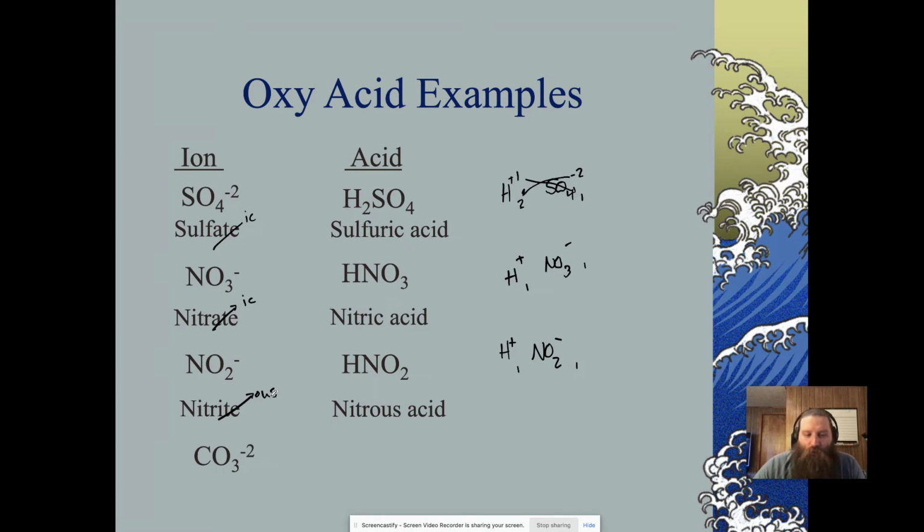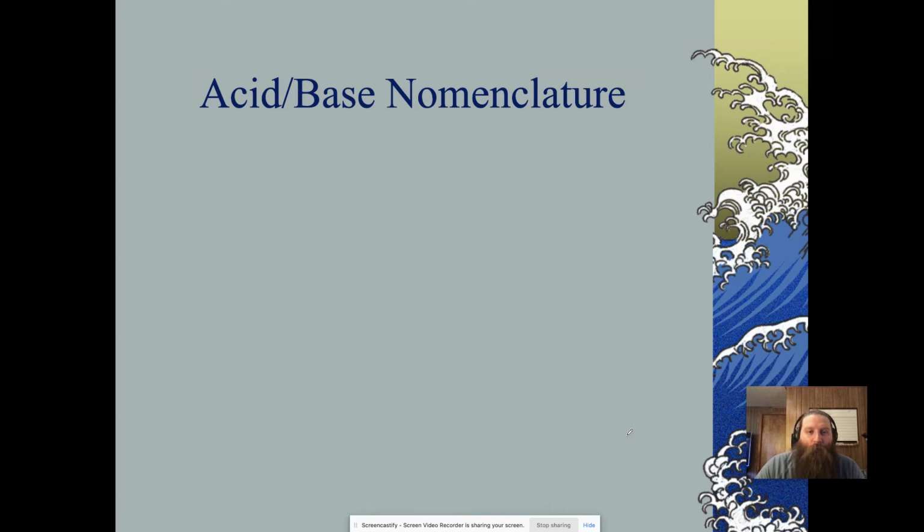All right, you try this one. Take a minute, cross the charges, come up with the formula, and then come up with a name. I'll start working it as you think about it. So our formula will be H2CO3. We know that CO3 2 negative is carbonate, and we know that ate becomes ic, so this would be carbonic acid. So that's how we name stuff.